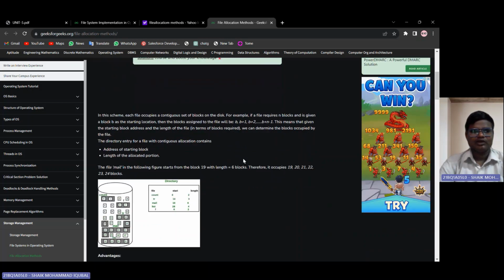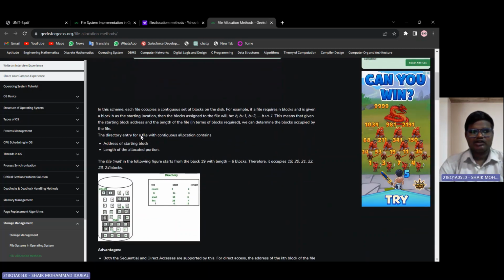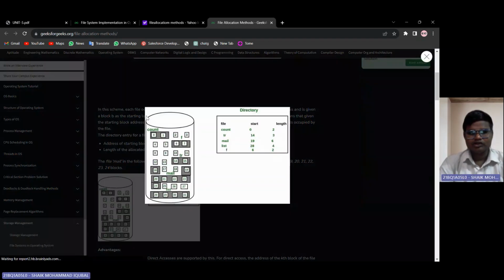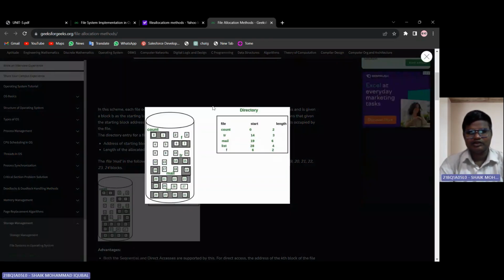The directory entry for a file with contiguous allocation contains the address of the starting block and the length of the allocated portion. The file mail in the following figure starts from the 19th block with a length of 6 blocks. See here we have given this. Count starts from 0 with length 2, and tr from 14th to 16th with length 3. Mail from 19 to 24 means 6 blocks we have allocated on the disk. List from 28 to 31, 4 blocks are allocated.